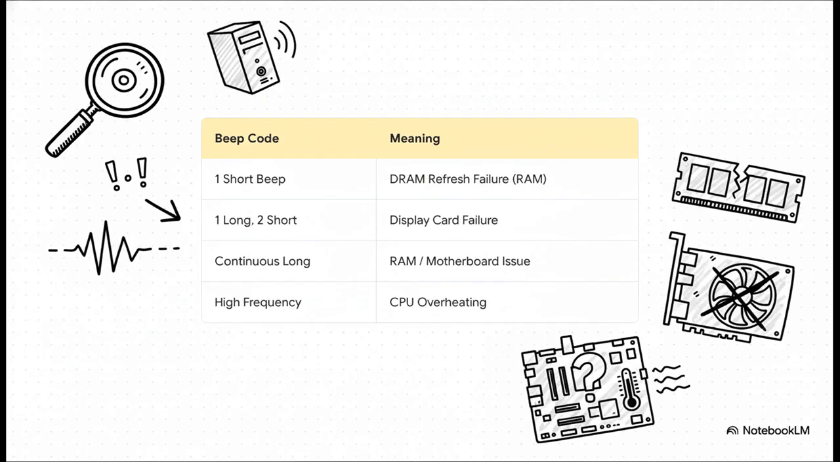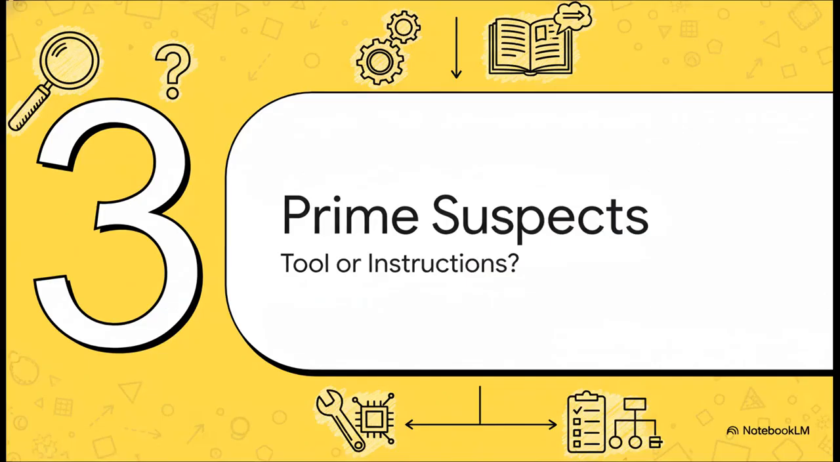You know those beeps your computer makes when it won't start up? That's not just random noise. That's Morse code for computer problems. It's a distress signal. Just look at this chart here. One short beep, it could be a problem with your RAM. One long and 2 short beeps, now we're looking at the display card. The computer is literally telling you where to look. Okay, so we've gathered some clues. Now it's time to start narrowing things down and identify our prime suspects.